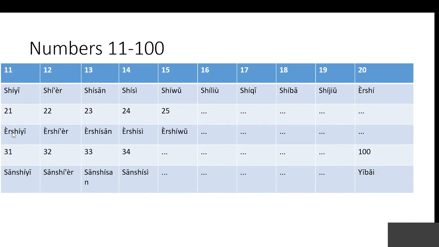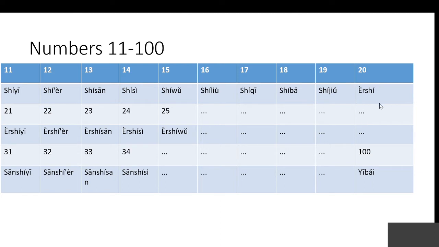Anyway, let's get to 21. As you can see, er is 2, shi is 10, yi is 1. That becomes 21, er shi yi. 22 is er shi er. 2 10 2, that becomes 22. And then er shi san, 2 10 3 becomes 23. Then 24. And then 25.